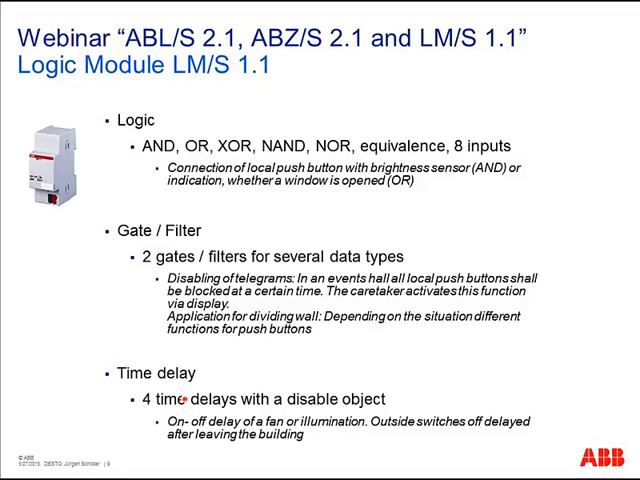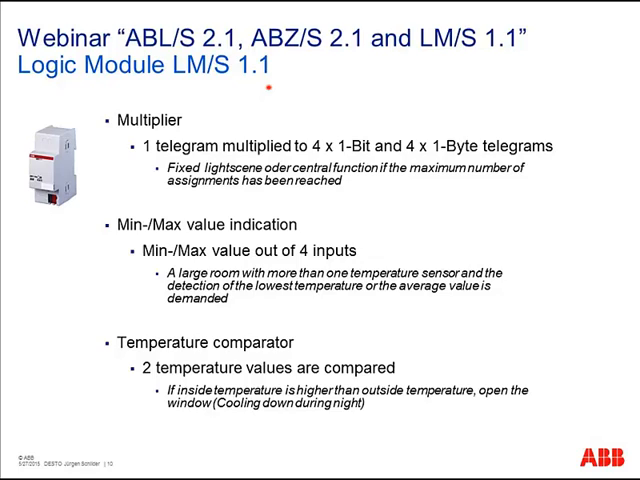Time delay, nothing special. On-off delay, you might know from a switch actuator. So that's not really, let me say, special, but also sometimes necessary. Multiplier, what does it mean? Out of one telegram, you can create many more different telegrams. So one telegram goes into a multiplier, 1 bit maybe, and then 1 bit, or here also 1 byte telegrams will be sent out. It will be shown later in the ABZ also as an interesting, more powerful function in this device. So for example, a fixed light scene could be created. So sometimes quite a nice function.